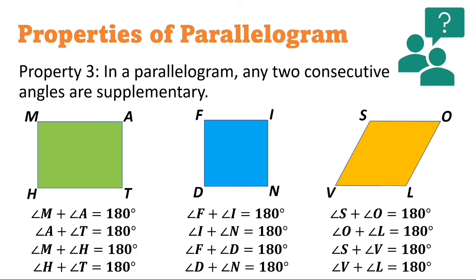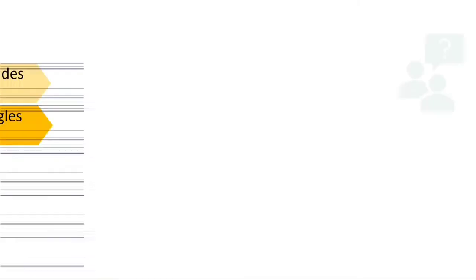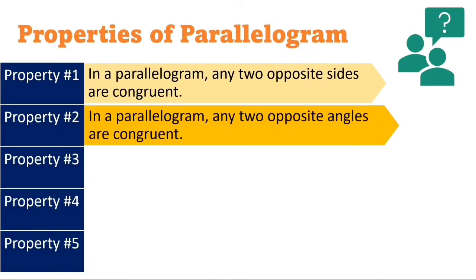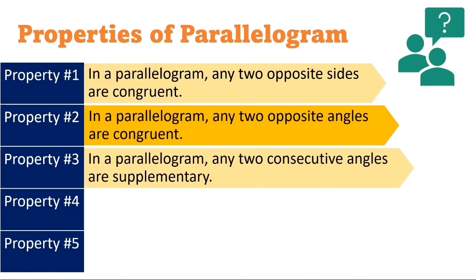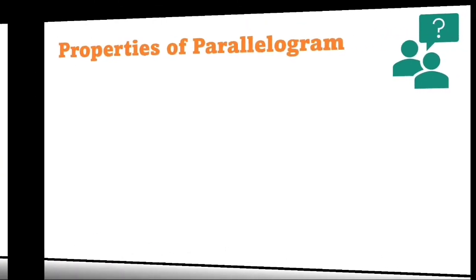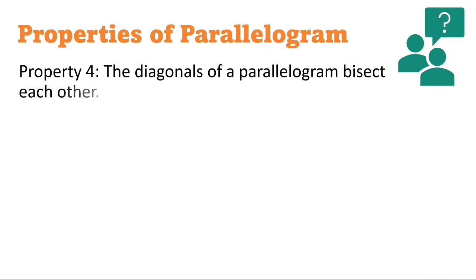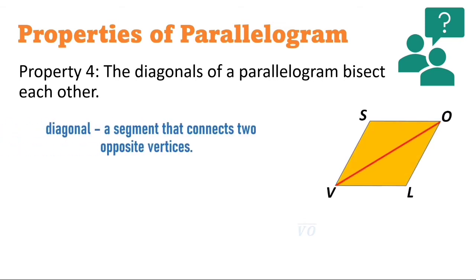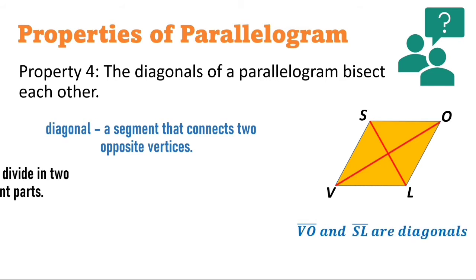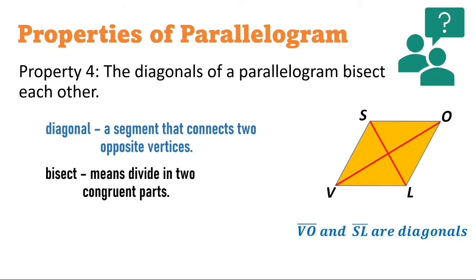Very good. So, we are done with properties number 1, number 2, and number 3. Now, let's move on to property number 4. The diagonals of a parallelogram bisect each other. Remember, a diagonal is a segment that connects two opposite vertices. And the word bisect means it divides a segment into two congruent parts.